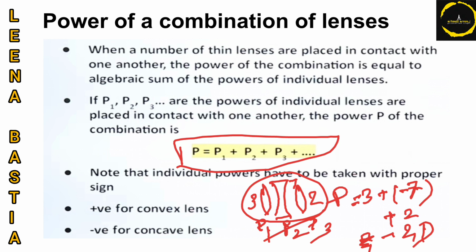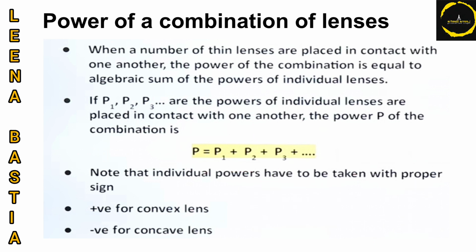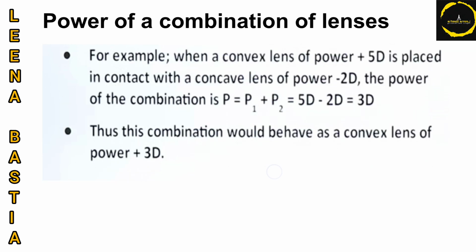Clear? Here the minus sign indicates that it is a concave lens. Concave lens means the entire combination will behave like a concave lens. I hope this part is also clear to you all.